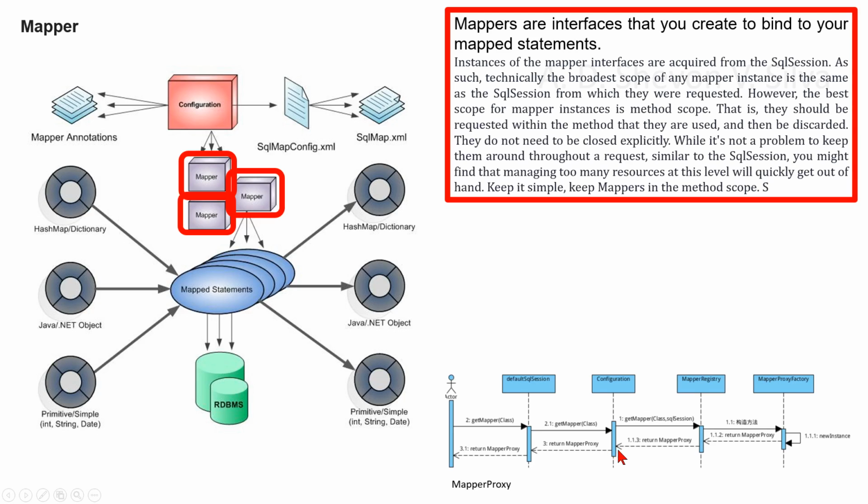Configuration, then actor, is connected to the default SQL session via get mapper class. The default SQL session is connected to the configuration via get mapper class. The configuration is connected to the default SQL session via return mapper proxy. The default SQL session is connected to the actor via return mapper proxy.